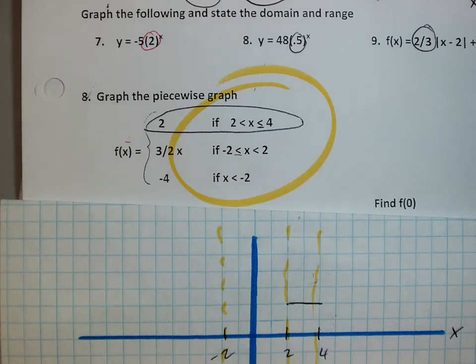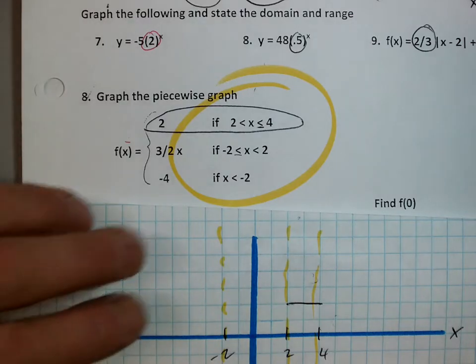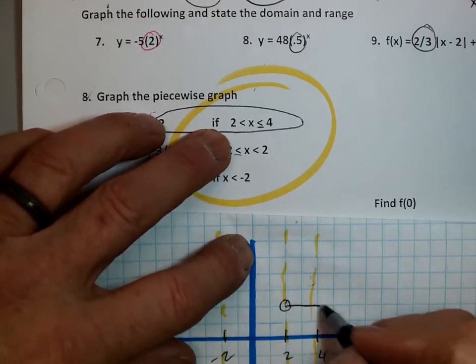Open at 2. And close it. Good, because you've got no equal and you have equal. Very well done. Okay, so I'm going to go open at 2 and closed at 4.